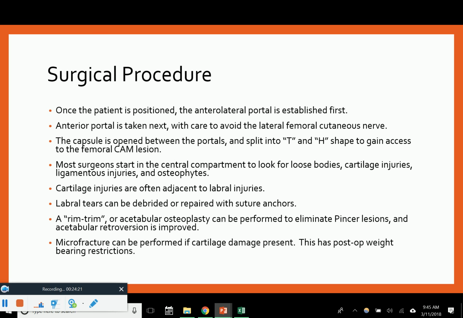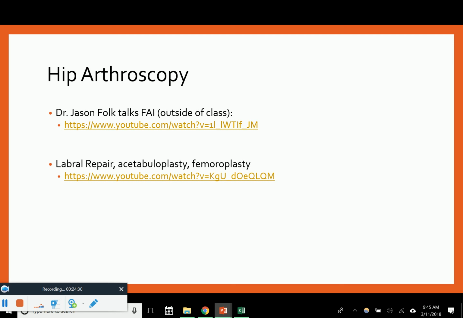The surgical procedure. I will not be reading this slide. You can pause it and look at this if you'd like, but it is going to be explained in this video by Dr. Jason Folk. He talks about FAI, and then I believe there's a video of him doing a labral repair, acetabuloplasty, and femoroplasty. And that's what we'd like you to know now. Remember, the acetabuloplasty is for a pincer lesion. The femoroplasty is for a cam lesion. And a labral repair, of course, is to repair the labrum.